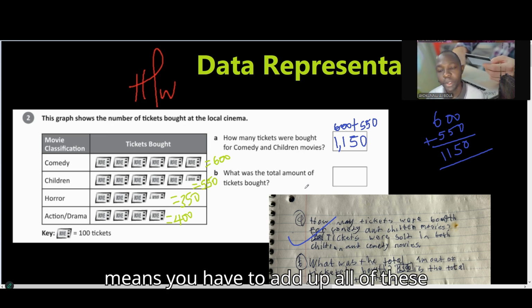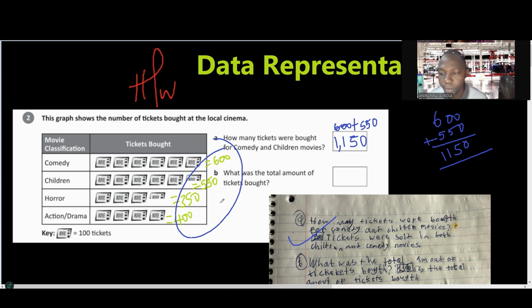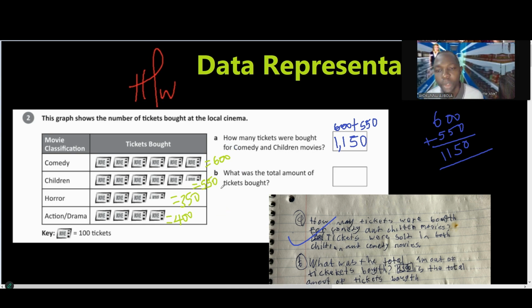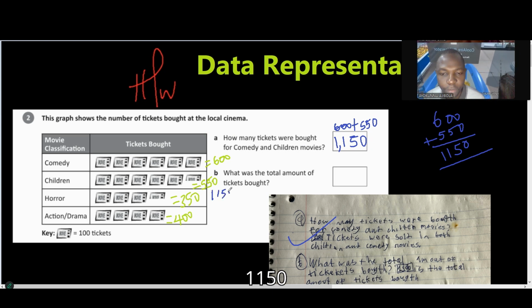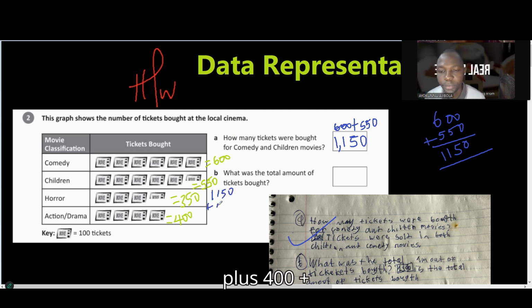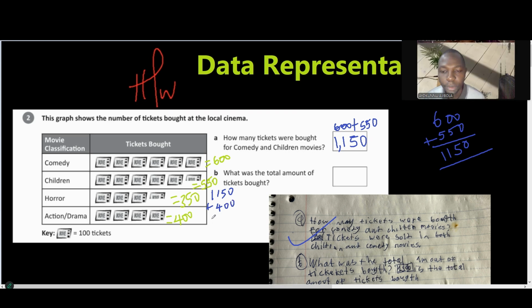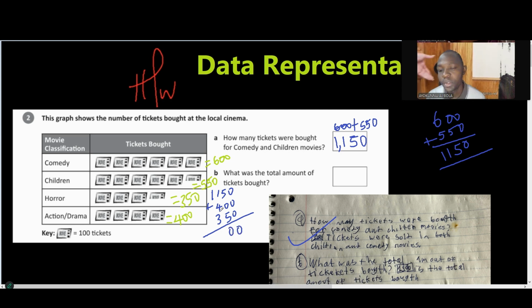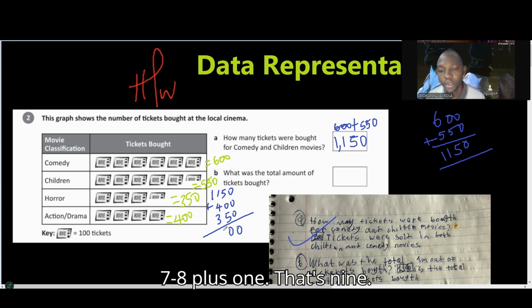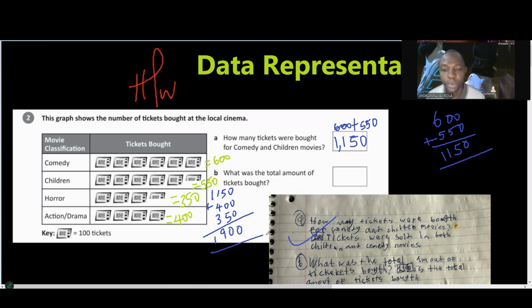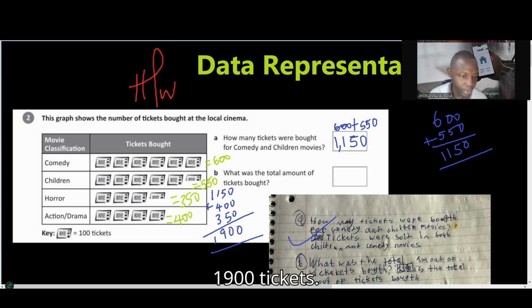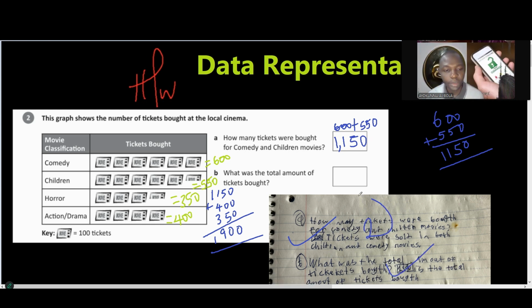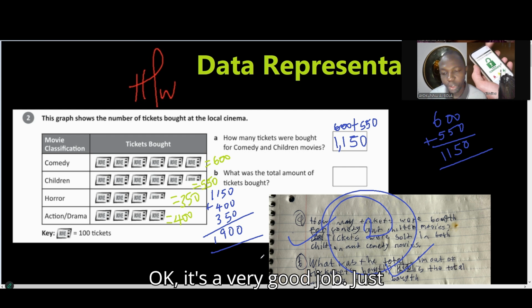That means you have to add up all of these figures, okay? And that will be 1150 plus 400 plus 350. So this is 0, this is 0, this is 7, 8 plus 1, that's 9, and this one. That is 1,900 tickets. Okay, it's a very good job.